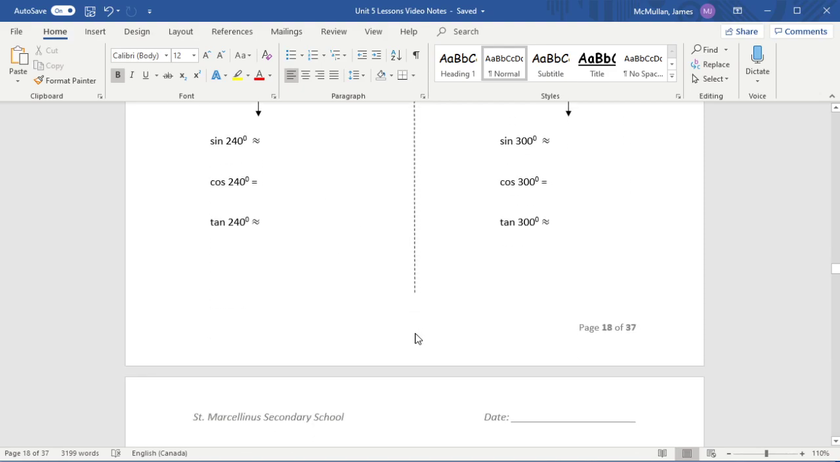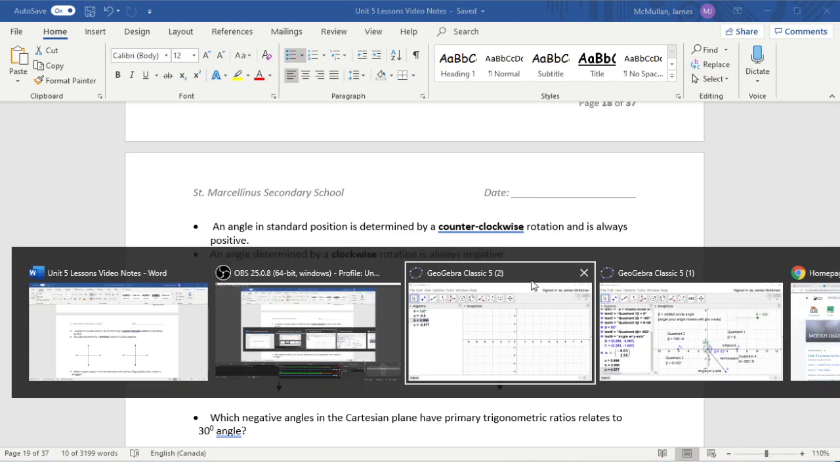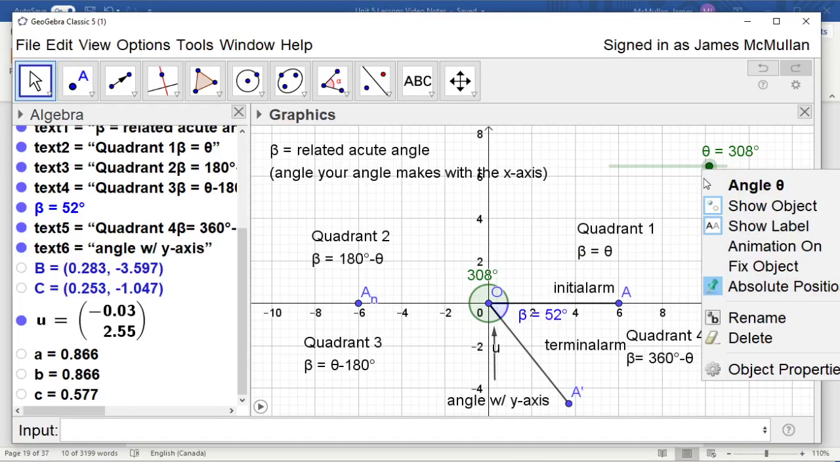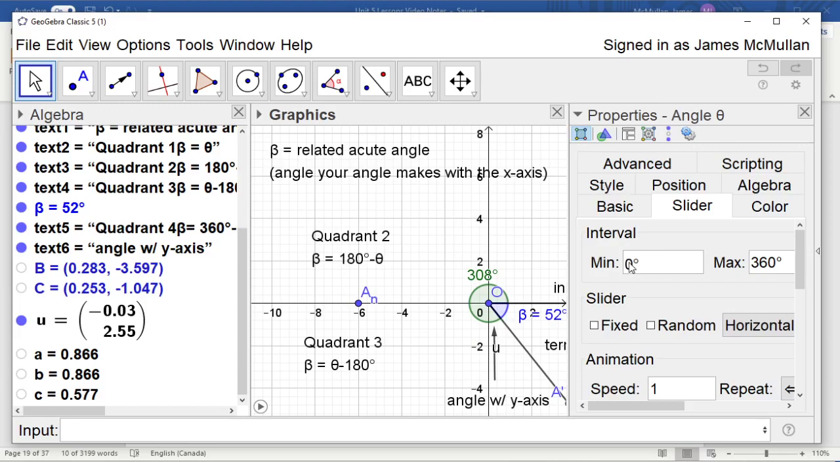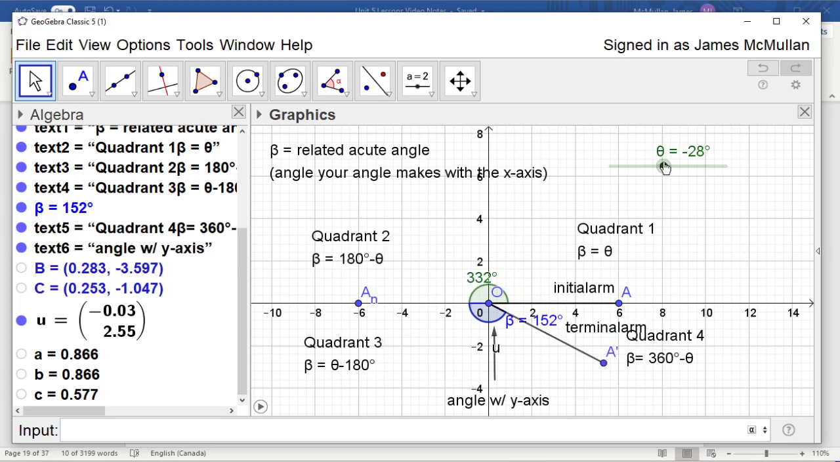I'm going to leave these ones. I am going to go down to just talk about this bottom part for a sec. It says, an angle in standard position is determined by a counterclockwise rotation, and that is always positive. But what if you were to rotate in a clockwise direction? So let's just go back to my original thing here and say I'm allowed to rotate in a negative direction as well. If you rotate in a negative direction, it's just like rotating clockwise.